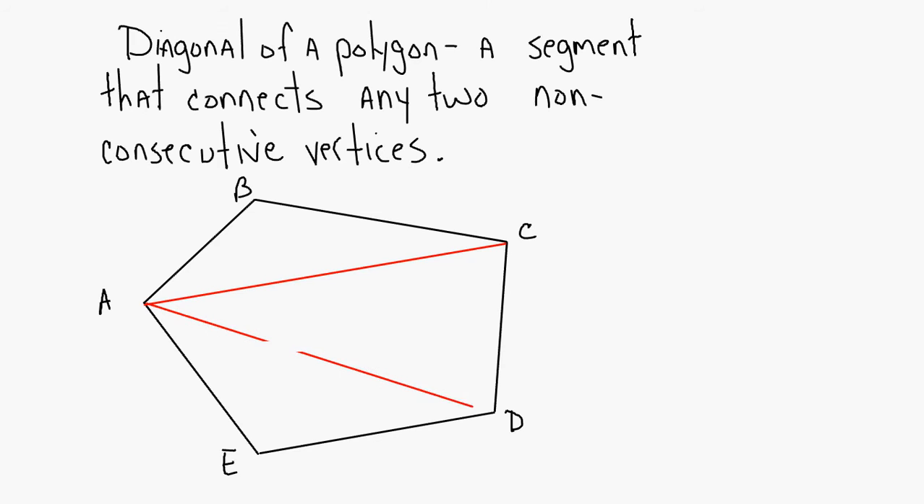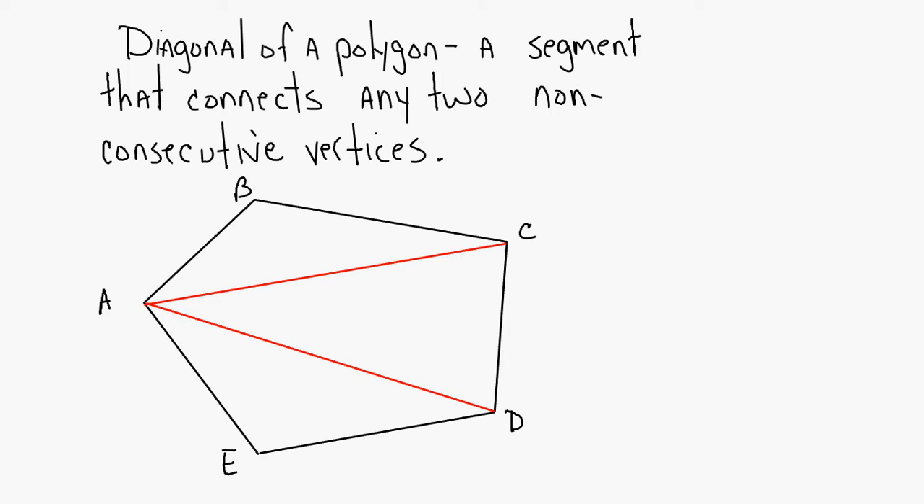And here's another diagonal. So what do we just break this pentagon into? Three triangles, right? How many sides did the pentagon have? 5. How many triangles did it break into? 3. So that's where the formula for the sum of the interior angles of a polygon is derived from.